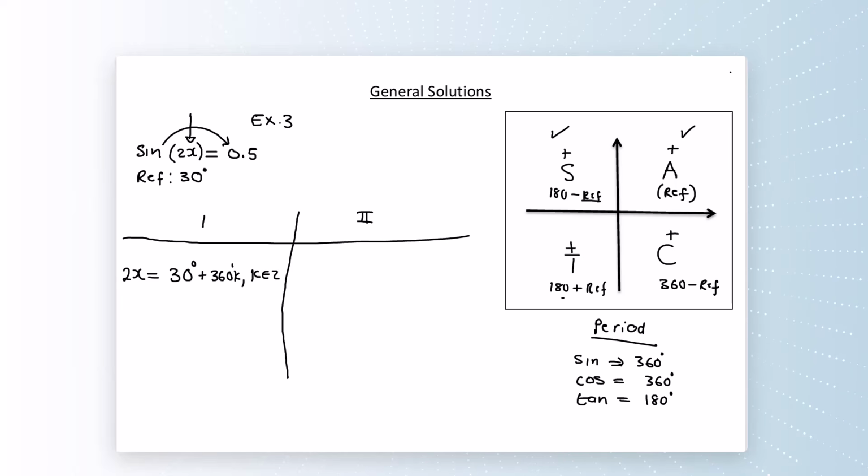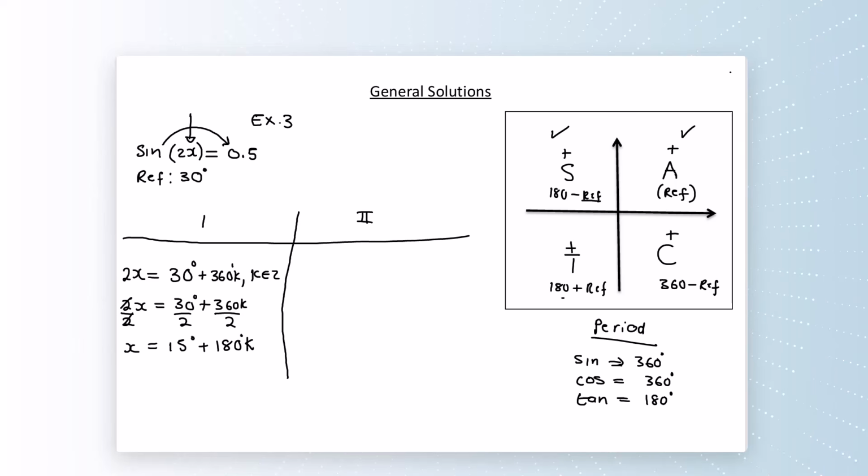Now you're going to divide everything by the 2, so you are left with only x. We are trying to solve for that x. When you divide, you must divide everything, including the period itself. So those are going to cancel. You have x equals 15 degrees plus 180 degrees k. See, that will be the general solution for the first quadrant.